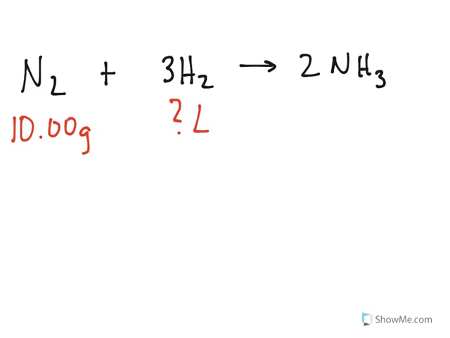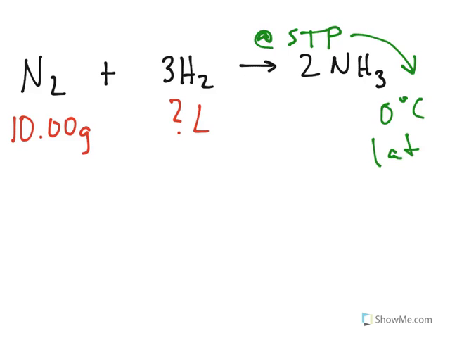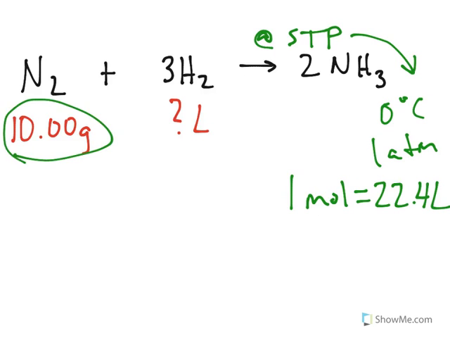Let's look at this problem from a different perspective. This time, we have 10 grams of nitrogen, and I want to know how many liters of hydrogen we need. Well, first we're going to make the assumption that this reaction is taking place at standard temperature and pressure, at STP, which is 0 degrees Celsius and 1 atmosphere of pressure. The reason for this is because at STP, 1 mole of any gas has a volume of 22.4 liters. So we can actually use that conversion to figure out 10 grams converted to liters of hydrogen.